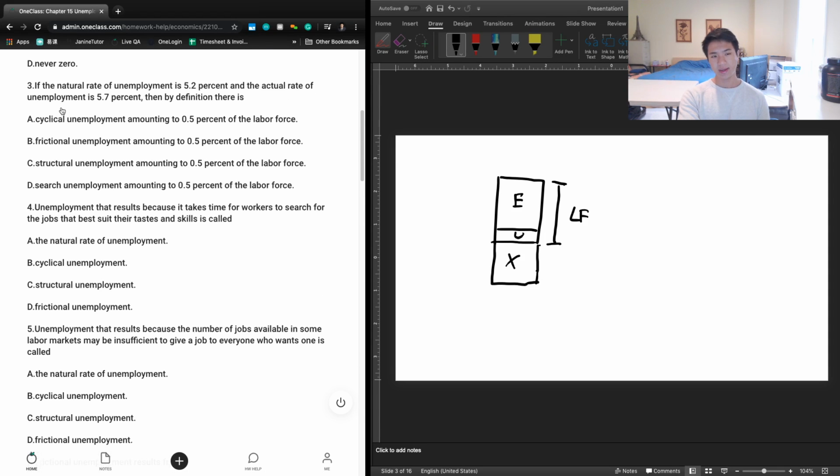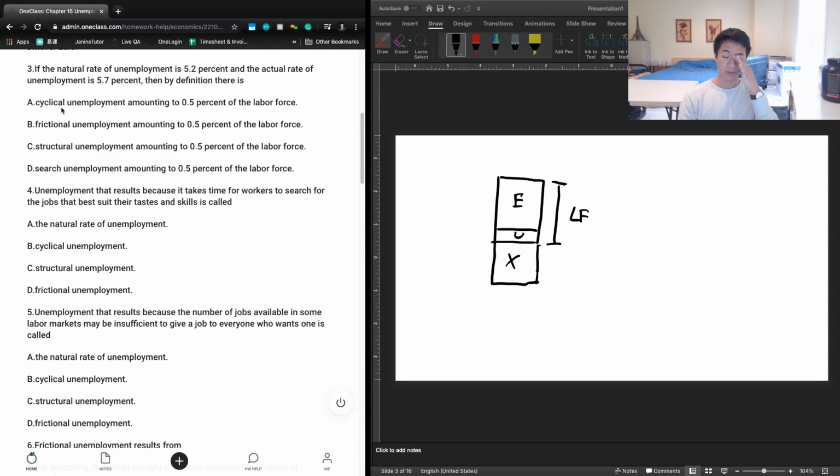3 says if the natural rate of unemployment is 5.2% and the actual rate of unemployment is 5.7%, then by definition there is A, cyclical unemployment amounting to 0.5% of the labor force, B, frictional unemployment amounting to 0.5%, C, structural unemployment amounting to 0.5%, or D, surge unemployment amounting to 0.5%. Now we're getting into the details of the different classifications of unemployment, or the different causes for unemployment, right? So different reasons that someone might be unemployed.